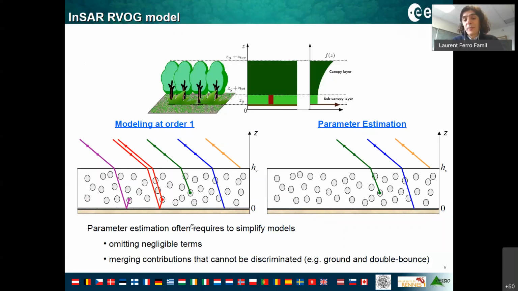And as we will show later, direct scattering from the ground and double bounce scattering between the ground and the particle inside the volume, these two scattering mechanisms cannot be separated using SAR imaging. They have different responses, but they always fall exactly at the same position. So in this case, it's not worth using two terms to represent them, and you can just represent both of them using a single scattering mechanism.